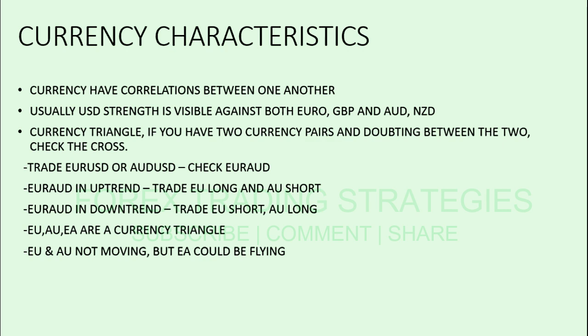Now if you look at Euro US dollar, AUD US dollar, Euro AUD, a currency triangle, we noticed how they work. Euro US dollar and AUD US dollar could be not moving, ranging or something like that, but Euro AUD could be flying. Euro AUD could be impulsing, and Euro US dollar and AUD US dollar could be correcting.